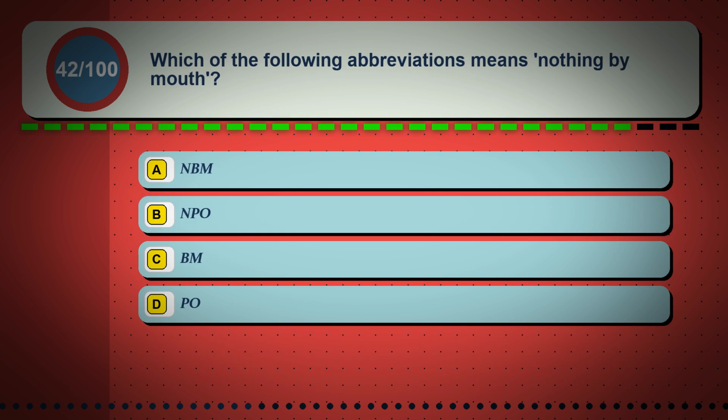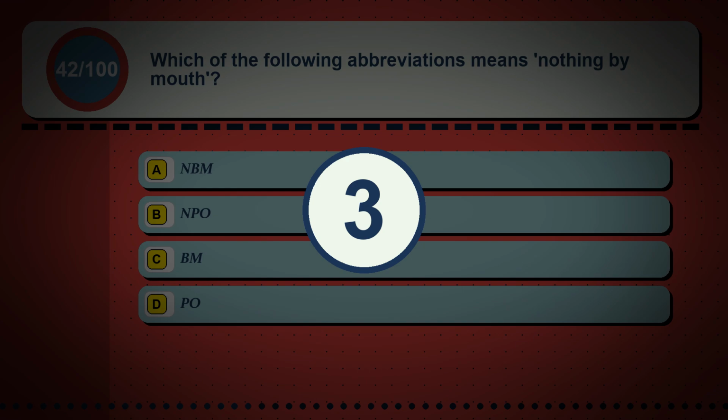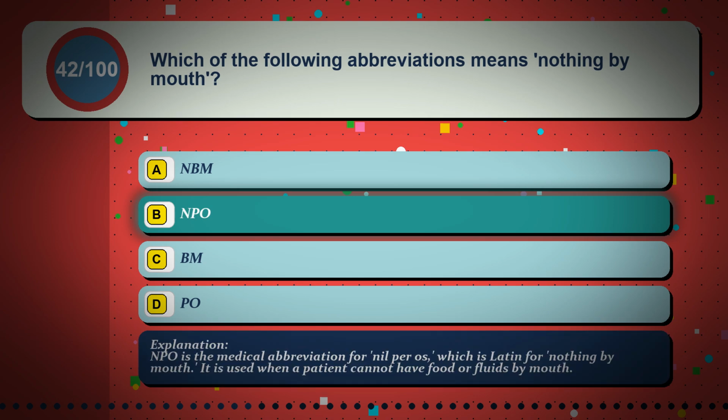Question 42. Which of the following abbreviations means nothing by mouth? Option A, NBM. Option B, NPO. Option C, BM. Option D, PA. The correct answer is option B, NPO. NPO is the medical abbreviation for nil per os, which is Latin for nothing by mouth. It is used when a patient cannot have food or fluids by mouth.